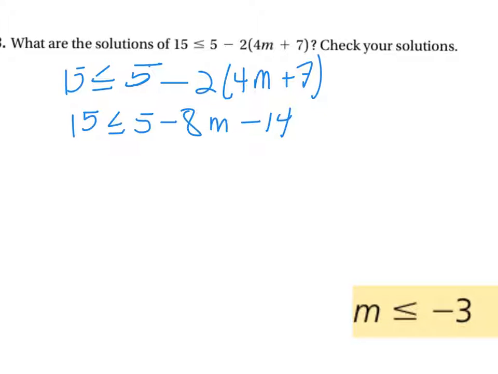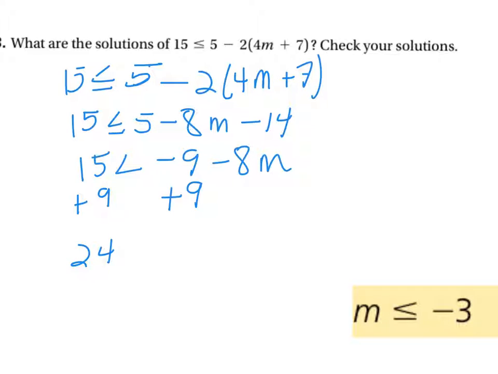Now we can go back and combine some like terms. Notice here we're going to have 5 minus 14. That's going to give me, do you know what that is? Negative 9, right? Alrighty, so 15 less than or equal to negative 9 minus 8m. Okay, don't lose that negative sign in front of the 8. Now we're going to go back and we're going to add this 9 onto both sides because it's negative, so add the 9. And so we get, what, 15, so 24, right? 24, less than or equal to negative 8m.